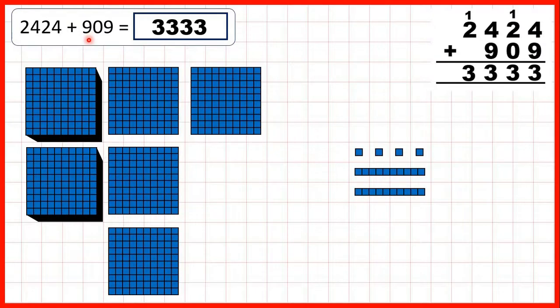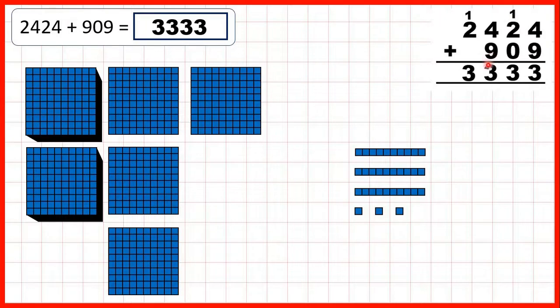Then we started with 2,424 and we were adding 909. First we add 9 ones, 1, 2, 3, 4, 5, 6. Then we can exchange, then add 7, 8, 9. So doing that means we've made 1 extra 10 and we have 3 ones, so that's the ones digit of our answer. Now we have 1 plus 2 tens and we're not adding any tens, so we have 3 tens in our answer, 2 that we started with and 1 that we've made by adding our ones.